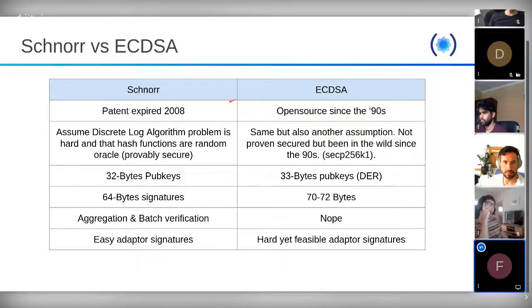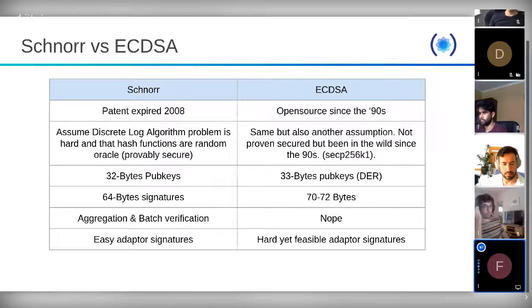Historically, Schnorr had a patent until 2008. So it means that when the Bitcoin white paper was released, the patent had just expired, which means that it was not really used widely. Whereas ECDSA has been open source since the 90s, which means that it's been used a lot for SSL, with secp256k1 being one of the curve parameters for ECDSA. So it's been quite popular. libsecp was used already for SSL. So we already had two decades of industry-wide use in the wild.